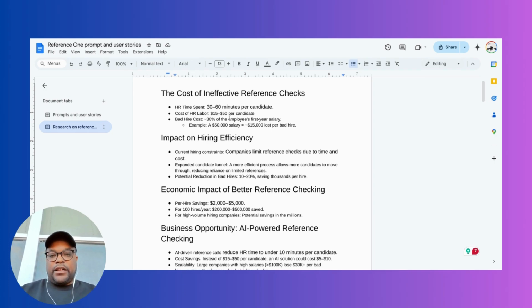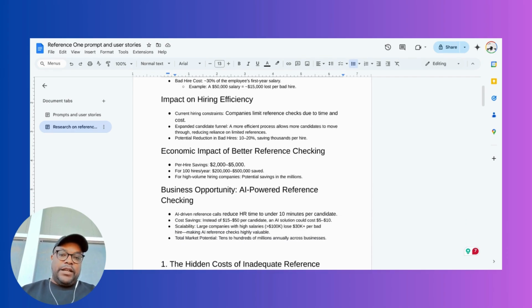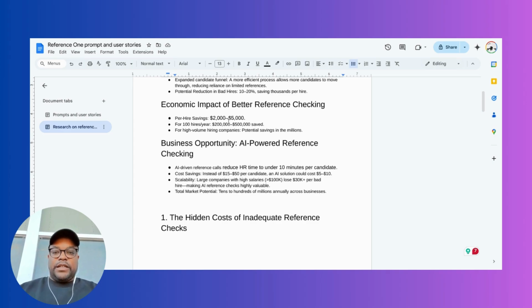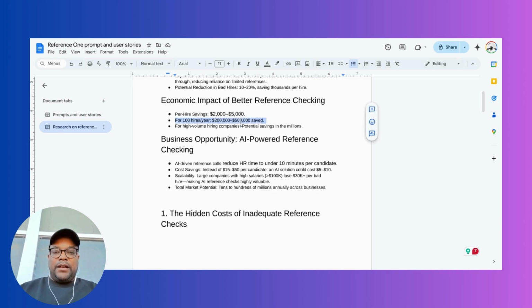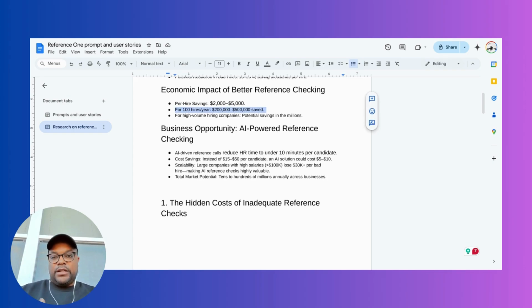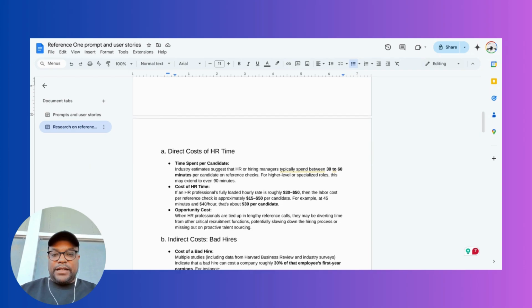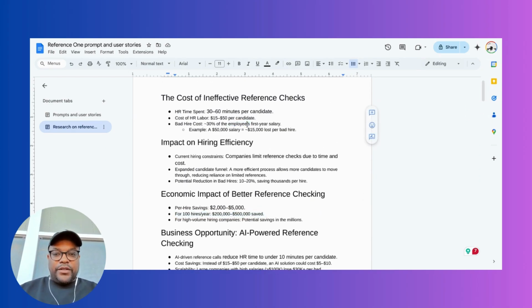But essentially I wanted to figure out what the cost of bad reference checks are, how that could be improved, how much time they're spending on ineffective ones. And so we're really trying to map out who you could be selling to, what the interface should look like. And you're finding out on average you could estimate an extra $5 to $10 saved for one. But if you include labor, it could be up to $50 per candidate.